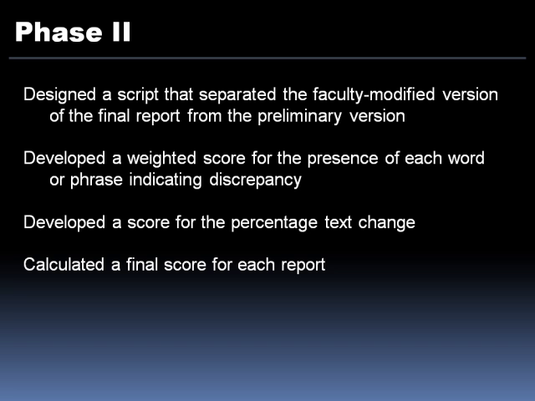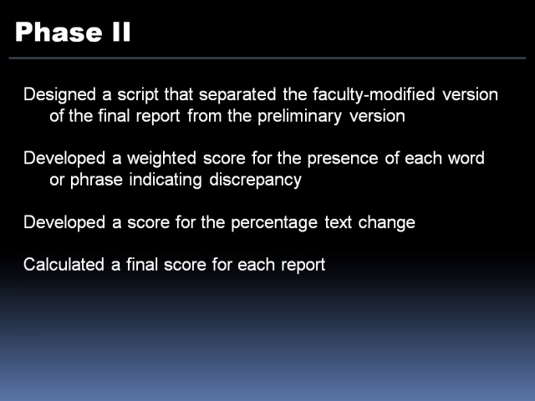So using that year and a half worth of data and looking at the changes, we designed a script that calculated the percent text change. It also separated the faculty modified version from the prelim report, developed a weighted score for the presence of each word or phrase indicating discrepancy. So something like disagree had a very high weighting because that usually meant that there was a disagreement. And then we developed a score for the percent text change, put it together, and made a very simple formula that went through the last year and a half's worth of reports and spit out a number where there was a threshold. If it's below that threshold, it's an agreement. If it's above that threshold, it's a discrepancy.